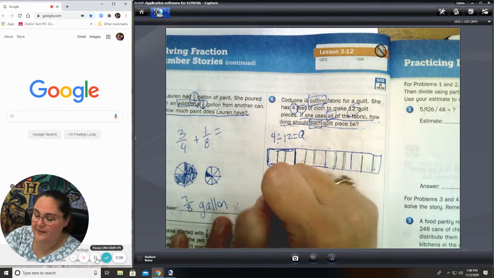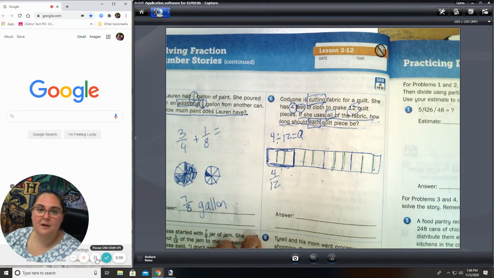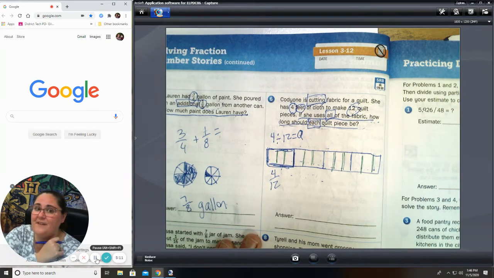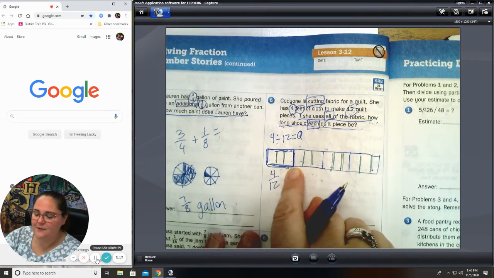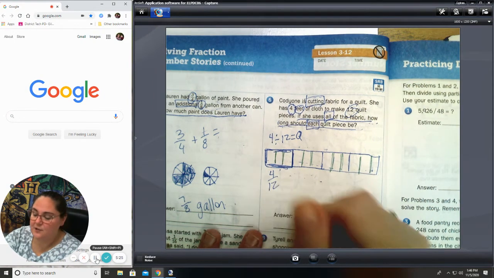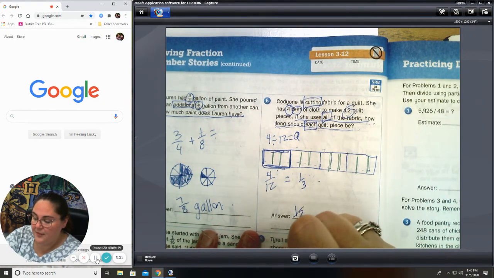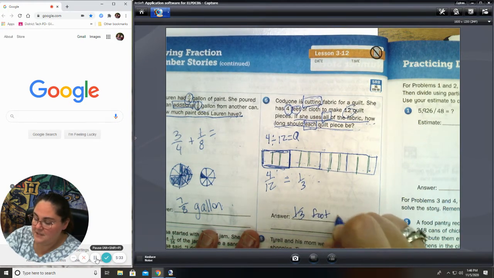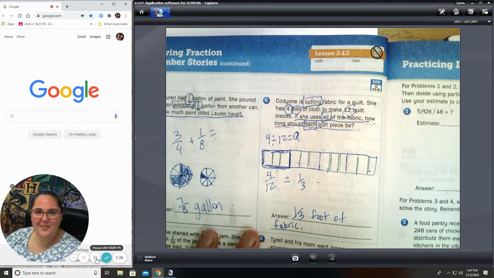Technically, you can do 4 divided by 12 equals 4/12. Absolutely. But remember, I need to convert this a little bit because I need to know how many feet that is. 4/12 of a foot is a little hard to think about sometimes, right? So let's think about it differently. How many pieces did I cut each foot into? I cut it into 3. So 4/12 is the same thing as 1/3. So your answer is 1/3 foot of fabric.